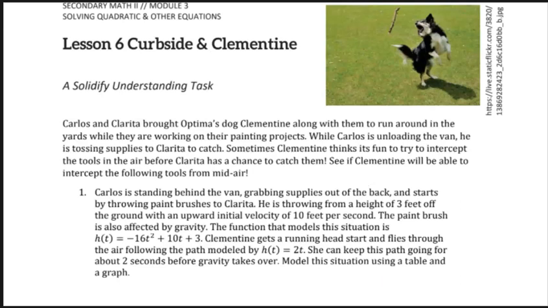The lesson starts off by introducing the context. Clementine is an active and potentially mischievous dog. While Carlos is tossing paintbrushes to Clarita, Clementine, the dog, attempts to catch them in the air. The context gives us an equation that models the path of the paintbrush, which is a quadratic equation, and an equation for the path of Clementine. With these equations, t represents the time in seconds, and h of t represents the height above ground of the paintbrush and Clementine in feet.